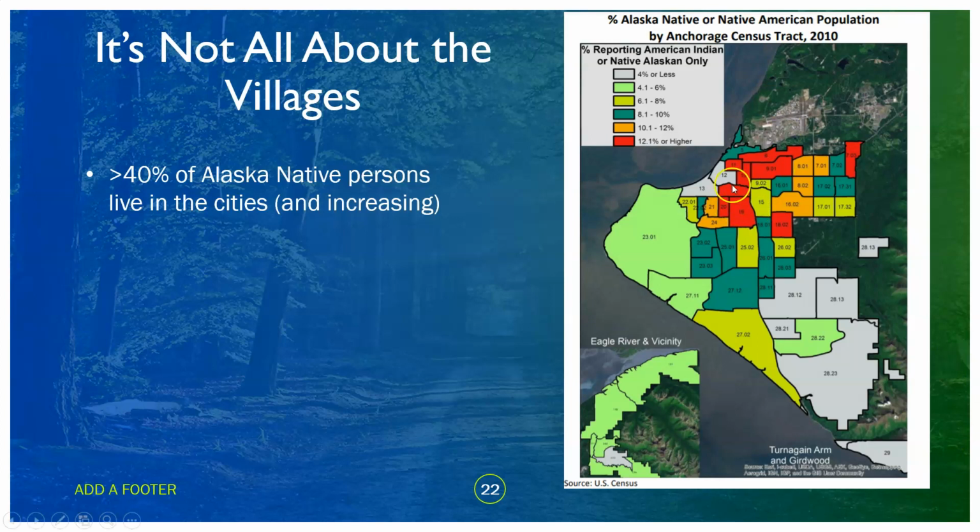This is a map of Anchorage, and you see that there's regions in red where over 12% of the population is Alaska Native or otherwise Native American.